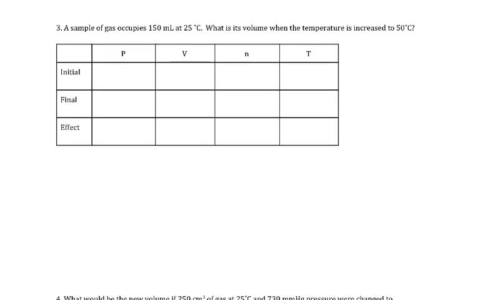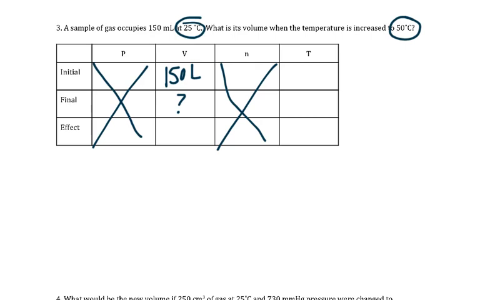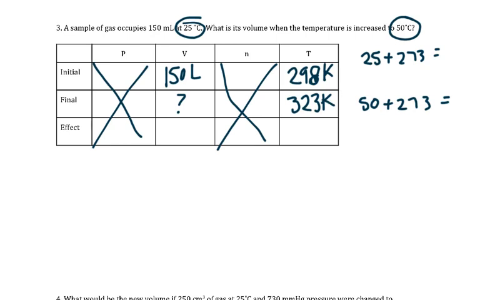Okay, so on number 3, just go ahead, start reading the problem, fill out your chart. A sample of gas occupies 150 liters at 25 degrees Celsius. What is the volume when the temperature is increased to 50 degrees? Pressure and amount are constant, so I'll just cross them out. We can now take both of our temperatures and add 273 in order to get to Kelvin. So we should have 298 Kelvin here, and then 323 Kelvin here.